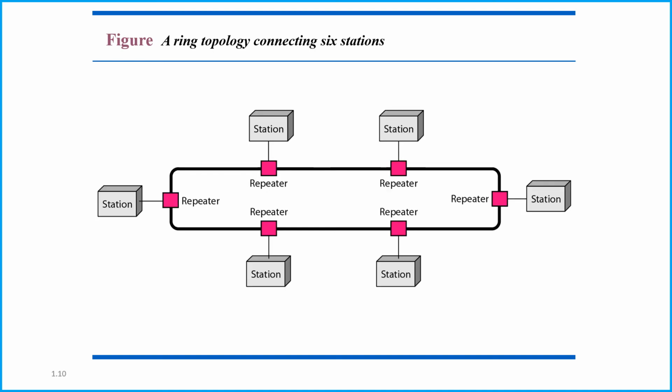Here we are seeing the ring topology. In a ring topology, each device has a dedicated point-to-point connection with only the two devices on either side of it. A signal is passed along the ring in one direction from device to device until it reaches its destination. Each device in the ring incorporates a repeater. A repeater is a device which boosts the signal it is receiving to the next nodes.